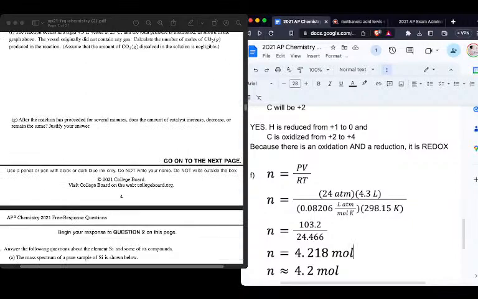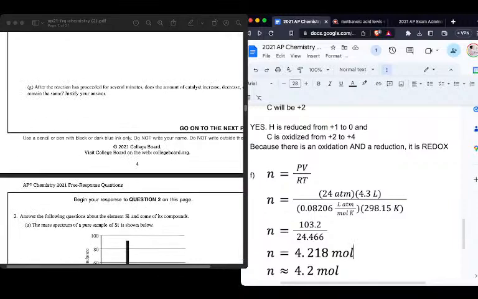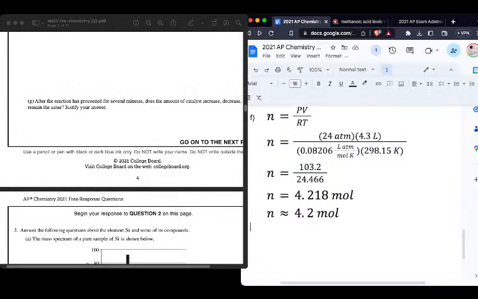Now, if I was doing a reel, oh man, I'm still not done. There was a question G. If you're learning anything from me now, it's make sure you answer all the questions. Geez. After the reaction has proceeded for several minutes, does the amount of catalyst increase, decrease, or remain the same? Amount of catalyst stays the same.